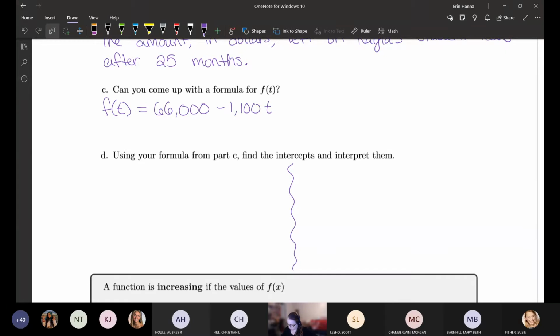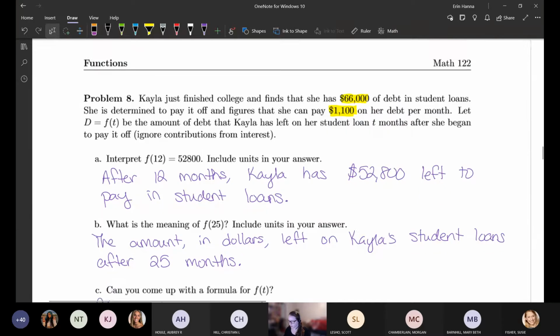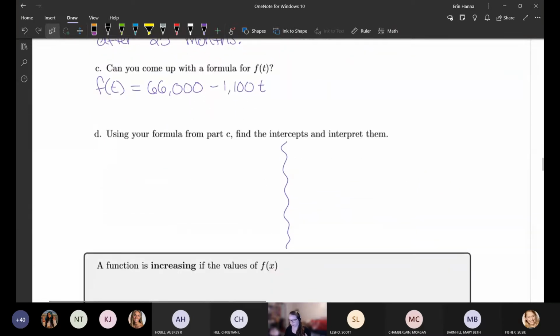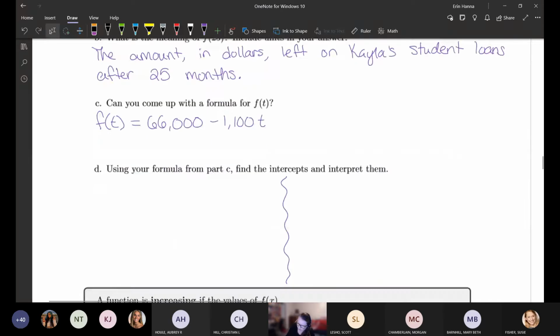All right, so remember this question was essentially about paying off student debt. She started with 66,000 and was paying off 1,100 a month. So we got that equation last time, 66,000 minus 1100t. We wanted to find the intercepts and interpret them. And I think technically the y value is called d. So let me bring that back in here so I can say that intercept.